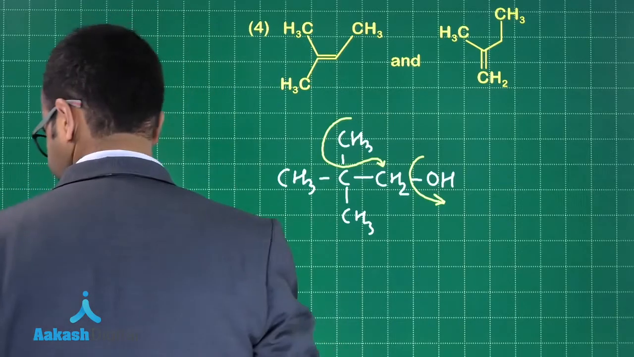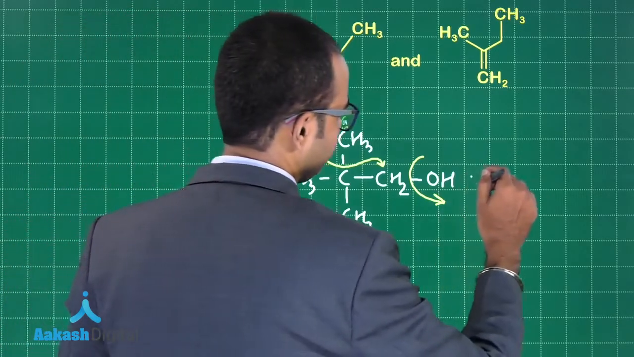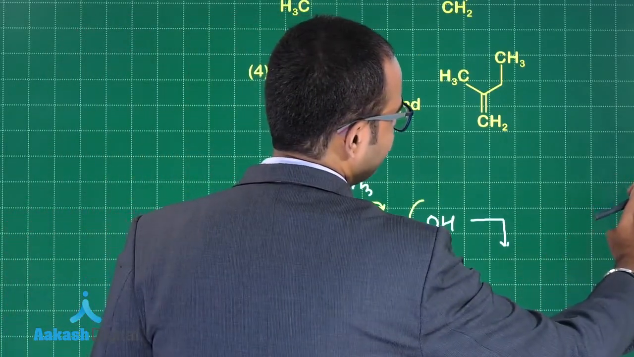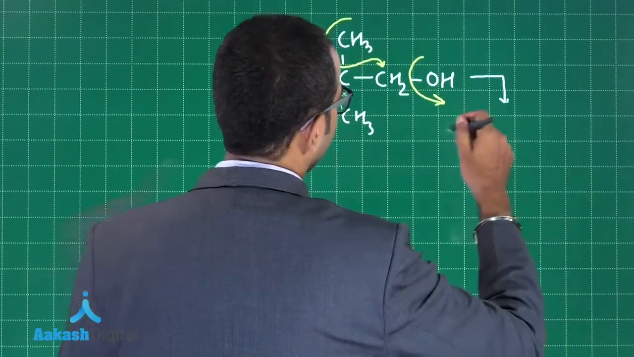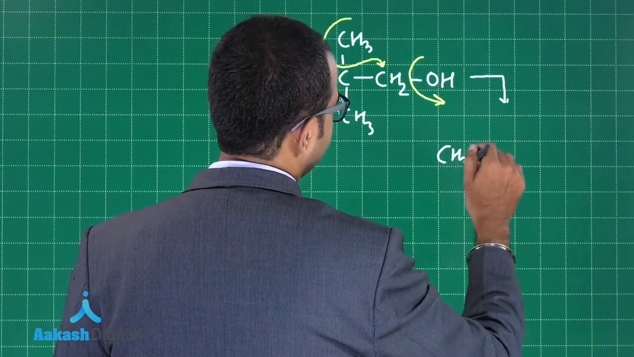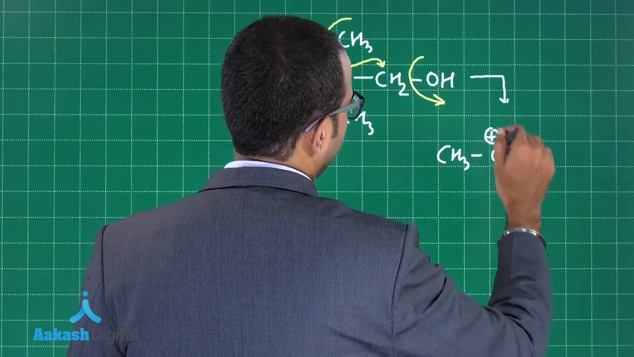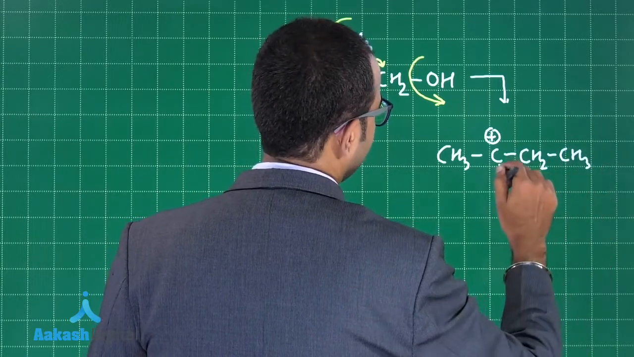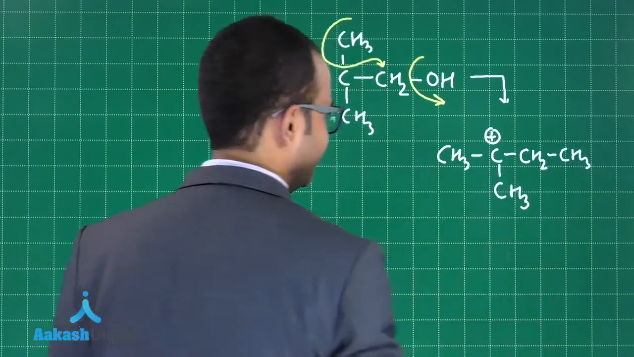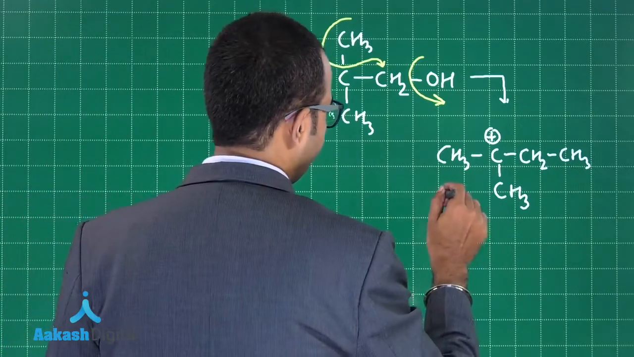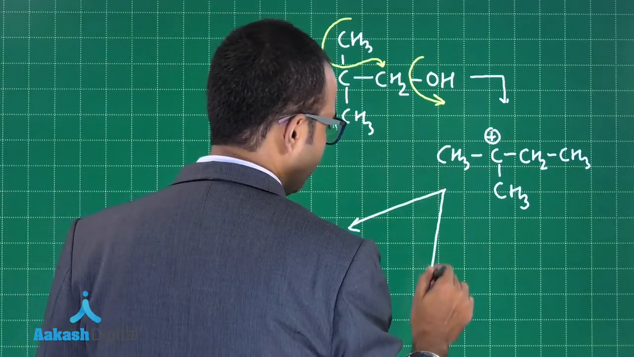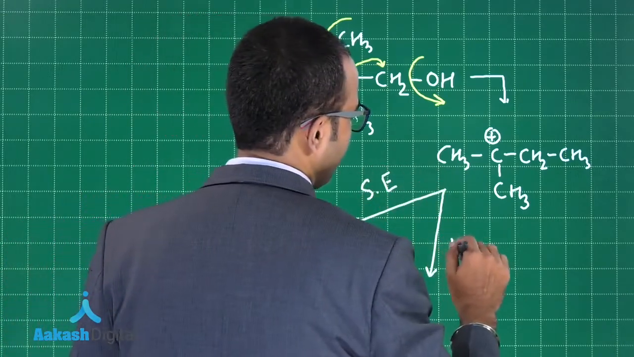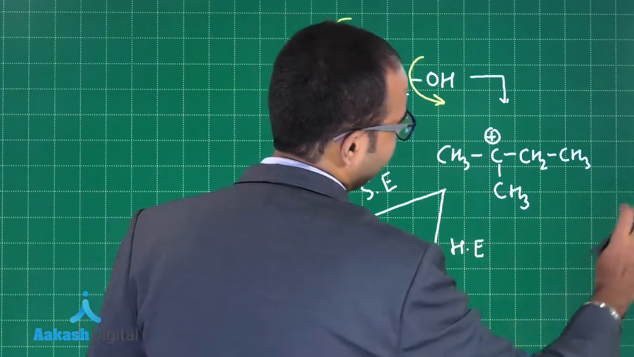So there will be a 1,2 methyl shift. As the 1,2 methyl shift takes place, what will we get? We will get a carbocation, that is CH3C plus CH2CH3, and here also we'll have a CH3. Now I have to prepare two products from here. What will be the two products? One will be by Saytzeff's rule of elimination and the other will be by Hofmann's rule of elimination.